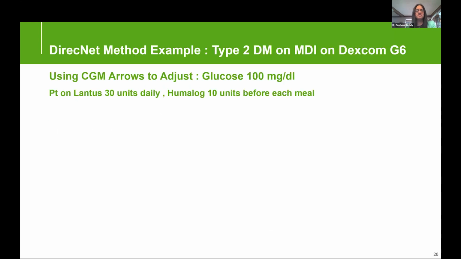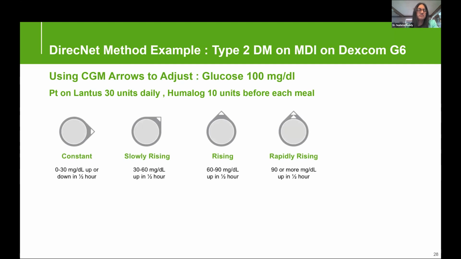So here's our patient whose glucose is now 100. He's on Lantus, 30 units daily, Humalog 10 before each meal. So here's the arrow so we'll go with each one. So if he's ready to take his insulin and the arrow is flat, what would he take? 10 units. Okay. So if it's slowly rising, what would he take? Let's go ahead and put that into the chat. Anybody? All right, let's see what we got. Francis, 11. Yay, everybody's right on.